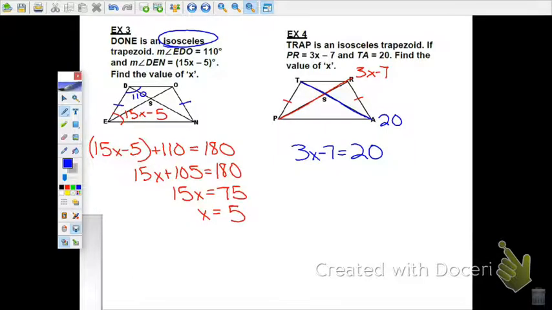So I would add 7 to both sides. 3x equals 27. And then I would divide by 3 to find x to be equal to 9. So those are examples of working with that trapezoid. Only one pair of parallel lines.